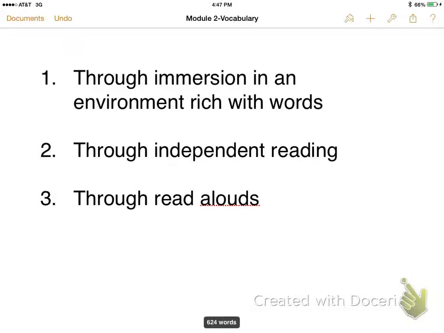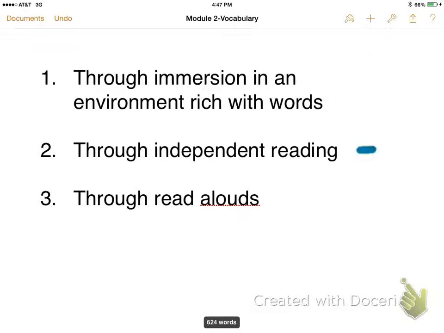Through immersion in an environment rich with words. What does that mean? That means there's word walls. That means that there's lots of books. That means teachers talking about words, students talking about words. Words are important, and everybody's interested in words. So children are immersed. You know what immersion is, when something's completely surrounded by something else. So an environment that's immersed in words.